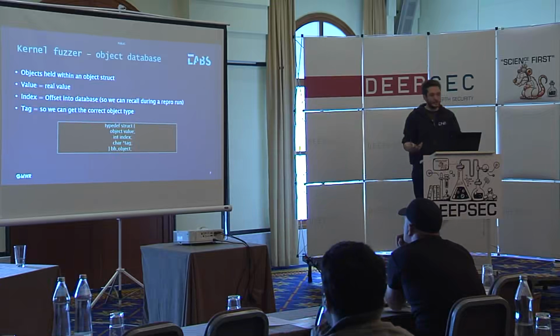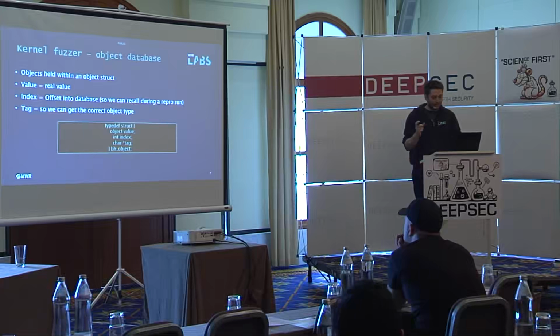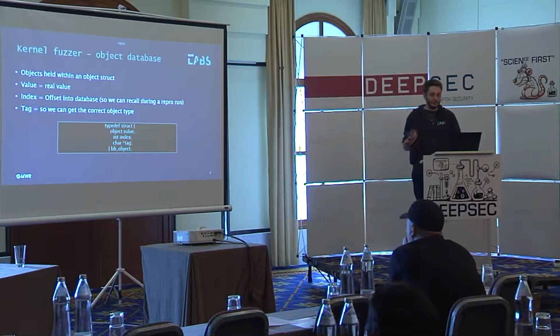So if you haven't seen the code up on GitHub, if you ask our fuzzer for an object, what you actually get returned is an object struct. In there you have the value, which is the value you use in your syscall or API call. You'll then get the index, an offset into the database. The database is deterministic, so it'll always get created in the same way on each fuzzing run if we use the same seed. So during a repro run, we can just look into the database at the offset and grab the same value.